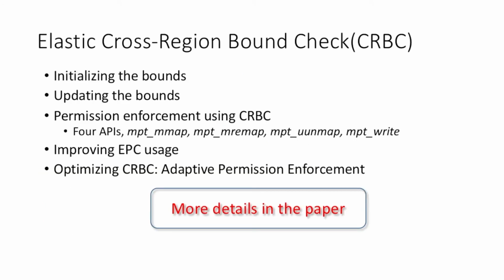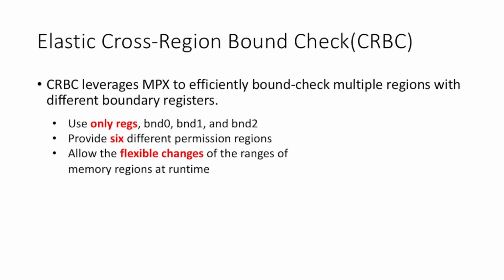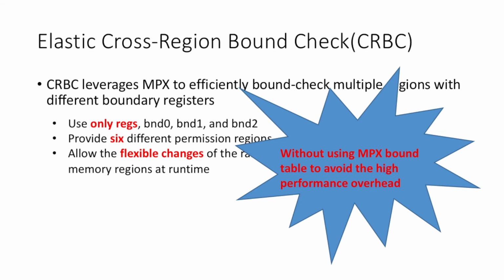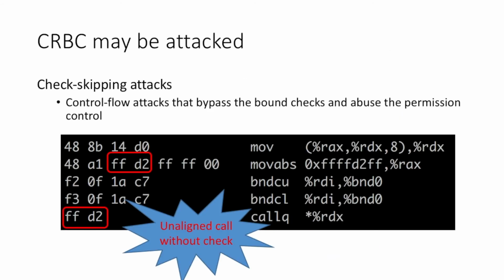CRBC also needs to consider how to initialize and update the bounds, and how to use the permission enforcement with CRBC. You can see these details in our paper. In the design of CRBC, we only use 3 registers to provide 6 different permission regions. It allows a flexible change of range of memory regions at runtime. In this design, as we do not use the MPX bound table, we can avoid the significant performance overhead.